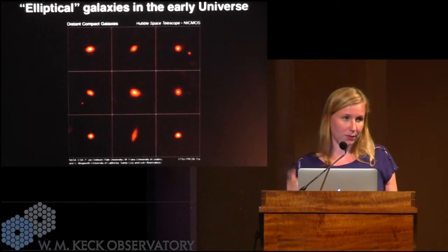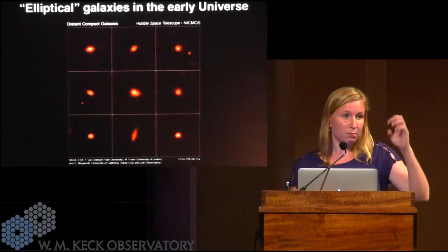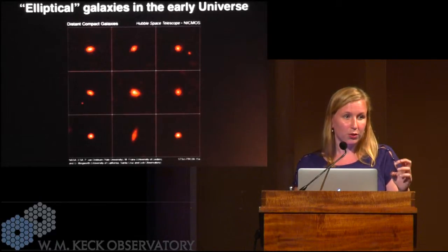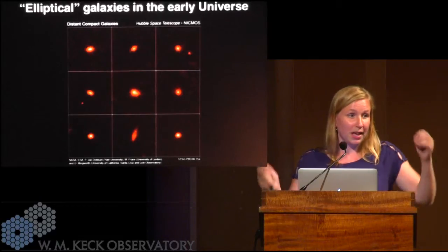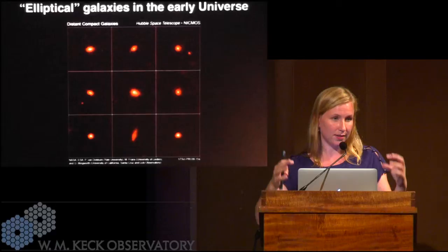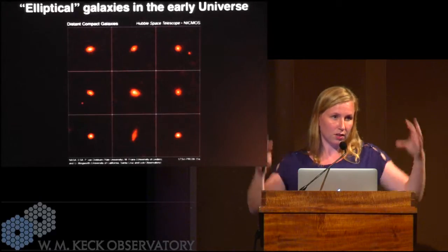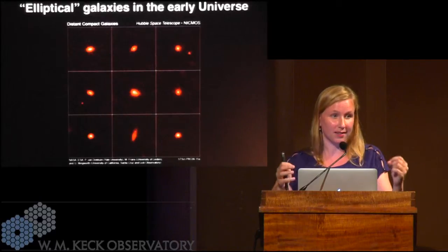But one thing that we found, which was really striking, is that these galaxies are much smaller compared to elliptical galaxies nowadays. And with smaller, I don't mean they have fewer stars. No, I mean that they pack much more stars in a much smaller space than they do today. So they're much more compact, much more dense.